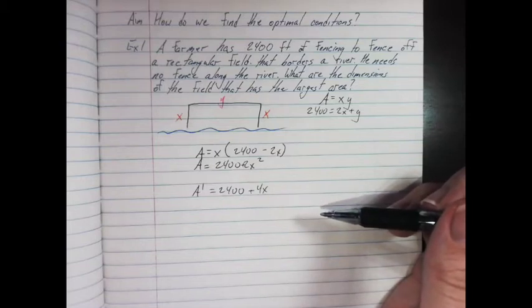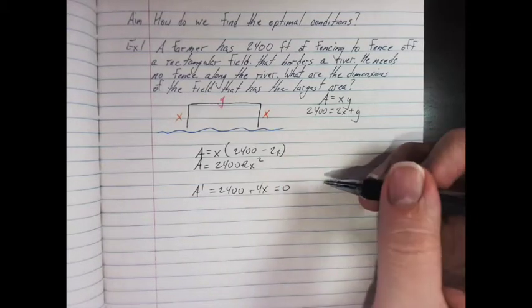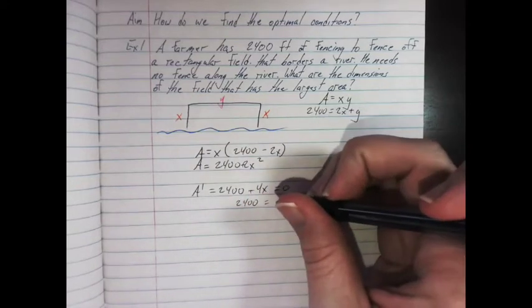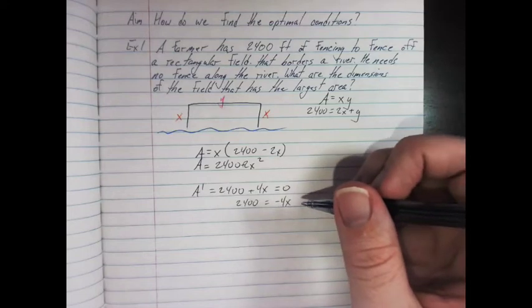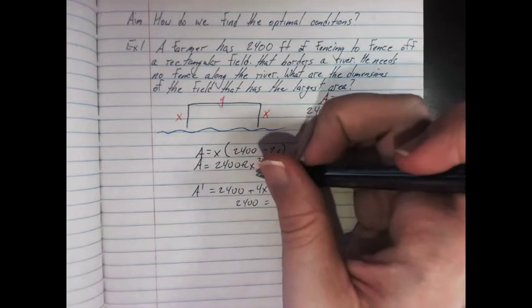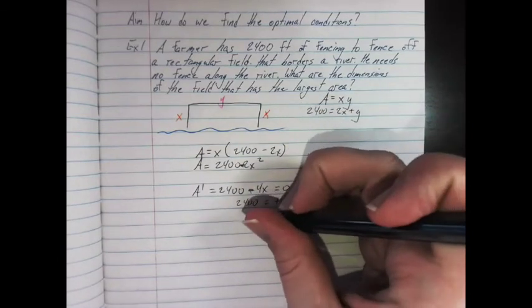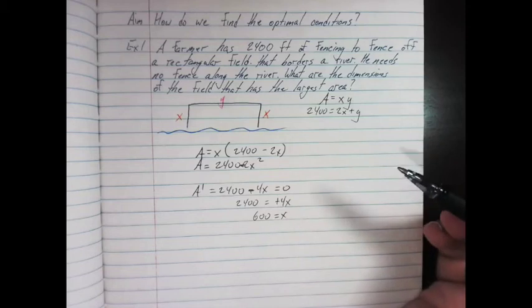What we need to do now is set this equal to 0 and solve for a maximum. Well, that's going to be pretty easy. 2,400 is going to equal 4x, and we're going to get x equals 600. Oh, excuse me, this should be a minus, that should be a minus, that should be a plus. That's how we get a positive number. Yay. How does this help us find our area?